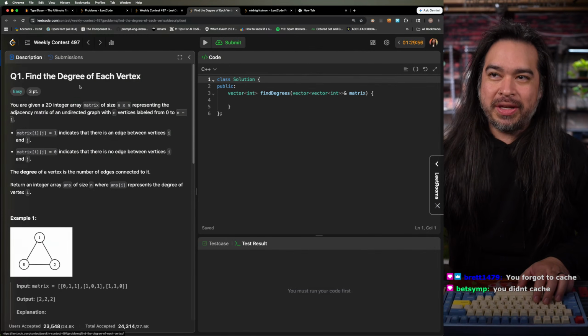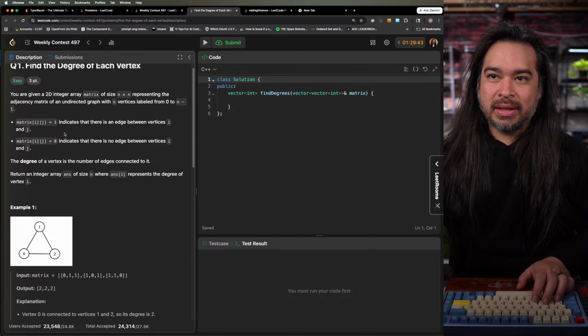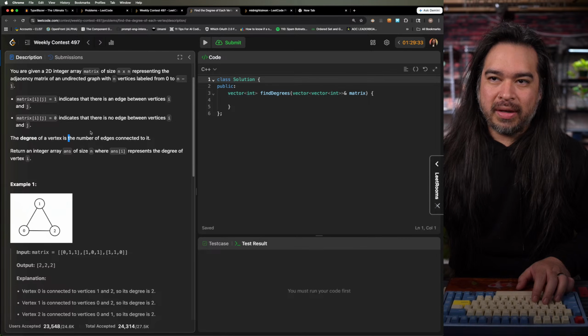Find the degree of each vertex. You're given a 2D integer array matrix of size n by n representing the adjacency matrix of an undirected graph with n vertices labeled from 0 to n minus 1. Matrix ij equal 1 indicates that there's an edge between vertices i and j, and 0 indicates that there's no edge. The degree of a vertex is the number of edges connected to it. Return an integer array ans of size n, where ans i represents the degree of vertex i.